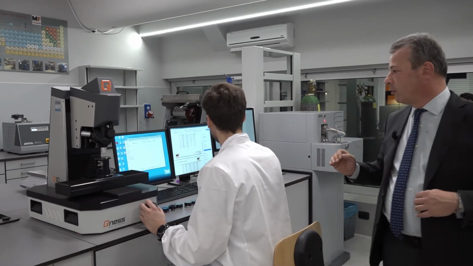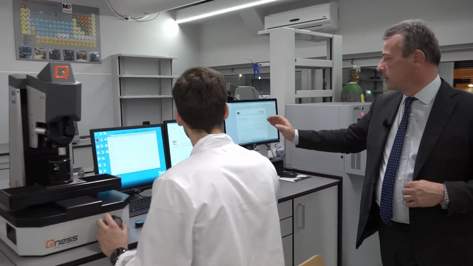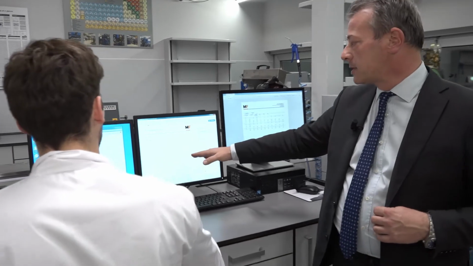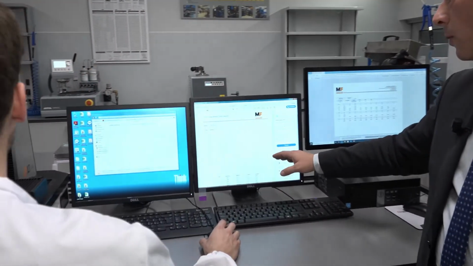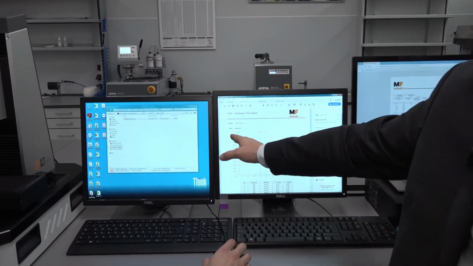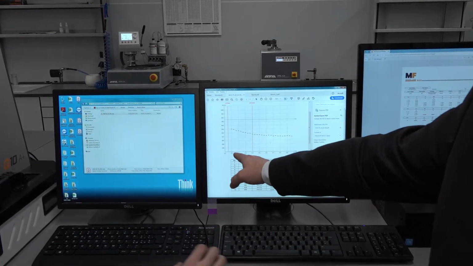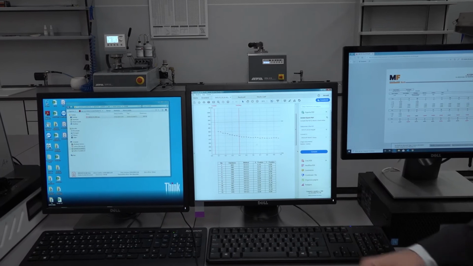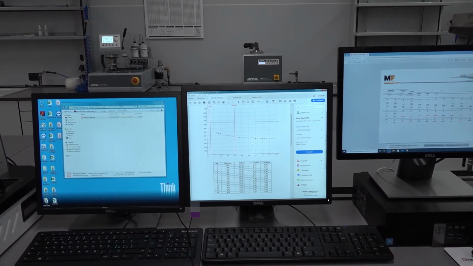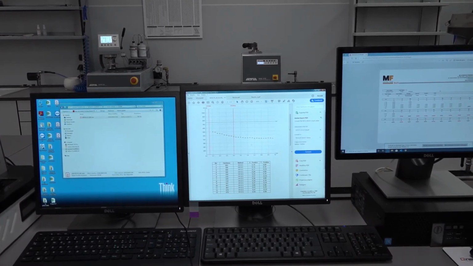So if we move here, we can see the results. The result is a graph like this, where we have the hardness measured in the Vickers scale according to the depth along the specimen, from the surface to the core of the specimen.